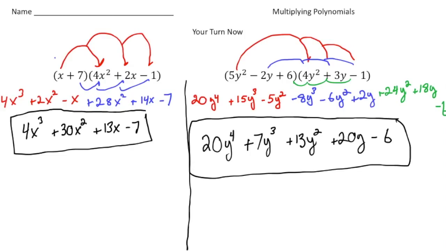Alright, welcome back. Let's see how you do with these practice problems. So to save time, I did the work out already. So our first problem, we had x plus 7 times 4x squared plus 2x minus 1.